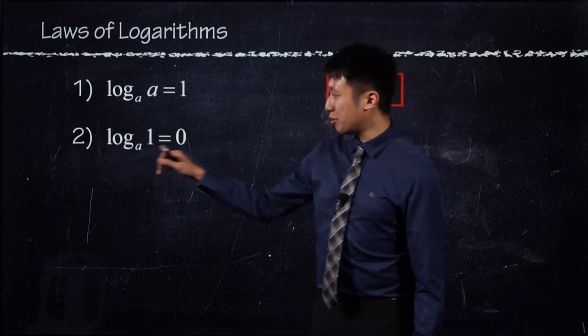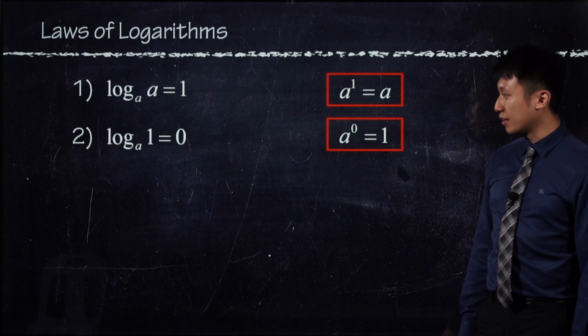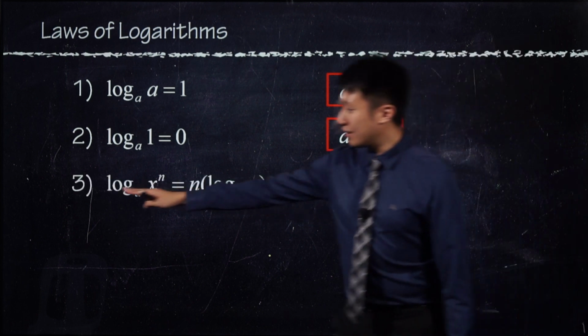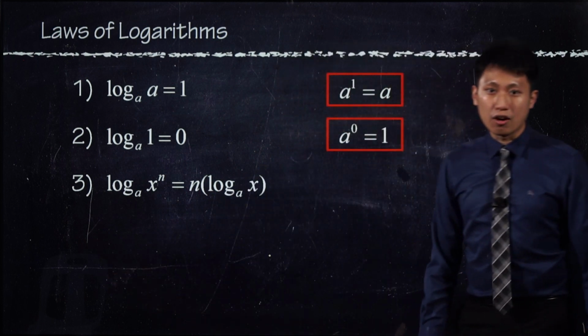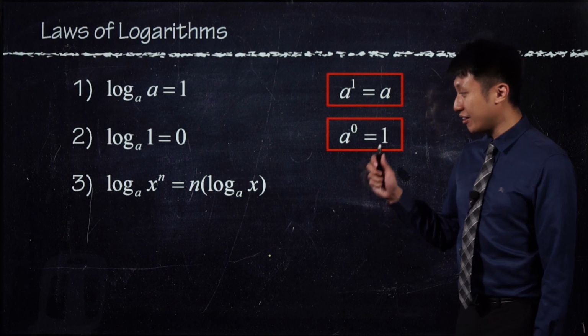Second, a to the power 0 is 1. That's why log a 1 is equal to 0. Okay, I write this here. Next one, this one, 3, 4, and 5. They are all very, very important. Okay, you got to remember this one.